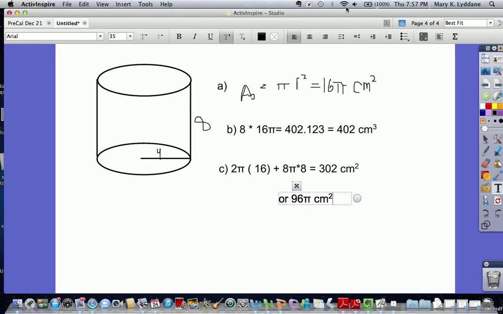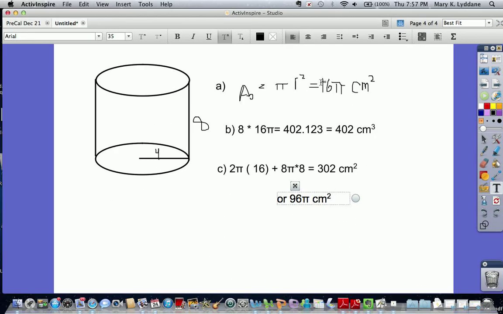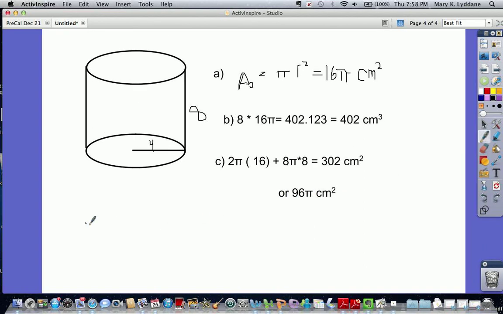All right, in part D, we're asked to find the height of the cone. So here's what we know. We know that the entire volume of the cylinder, which has to be the same as the volume of the cone, is 402 centimeters cubed, because we found that in an earlier part of our problem. So 402 is equal to, let me label this as part D, well, what is the formula for the volume of a cone?